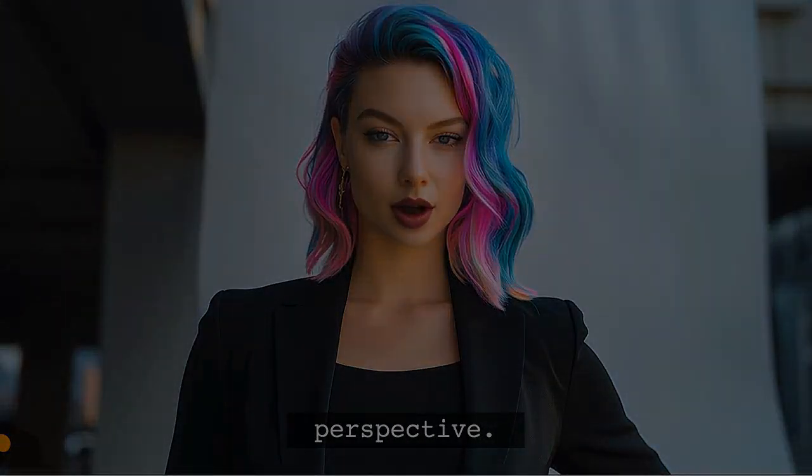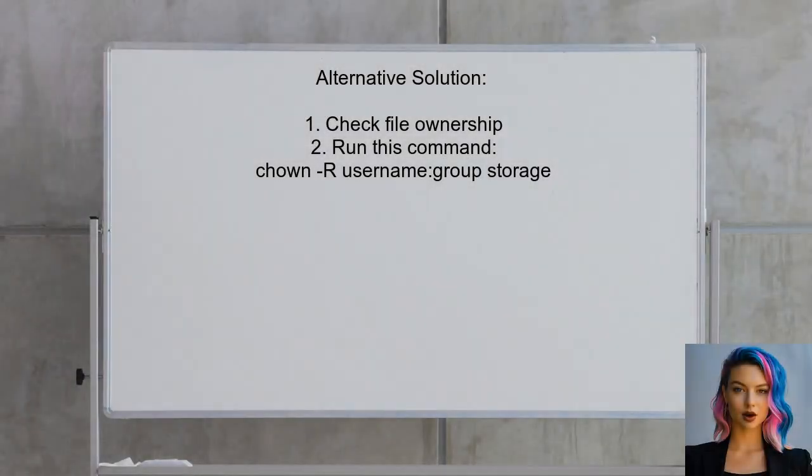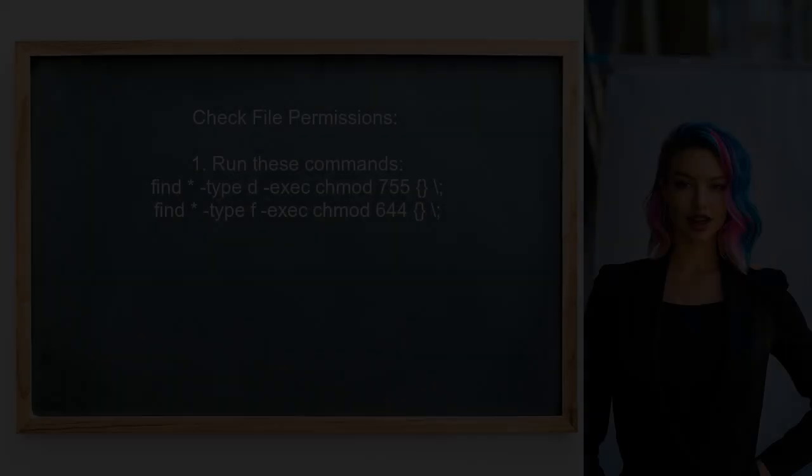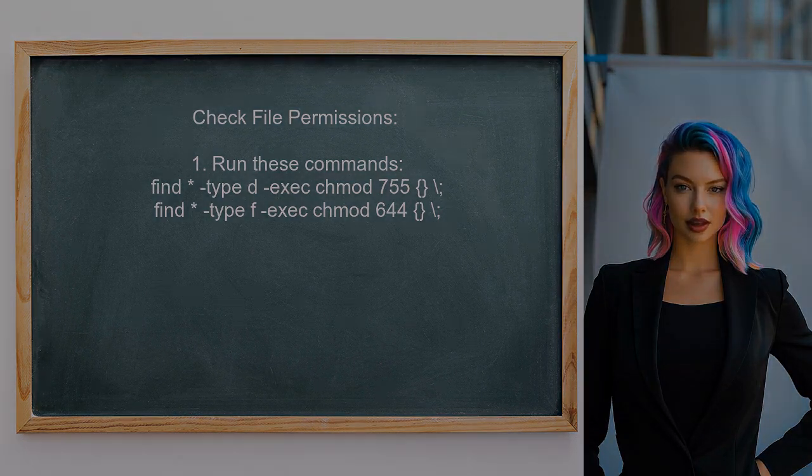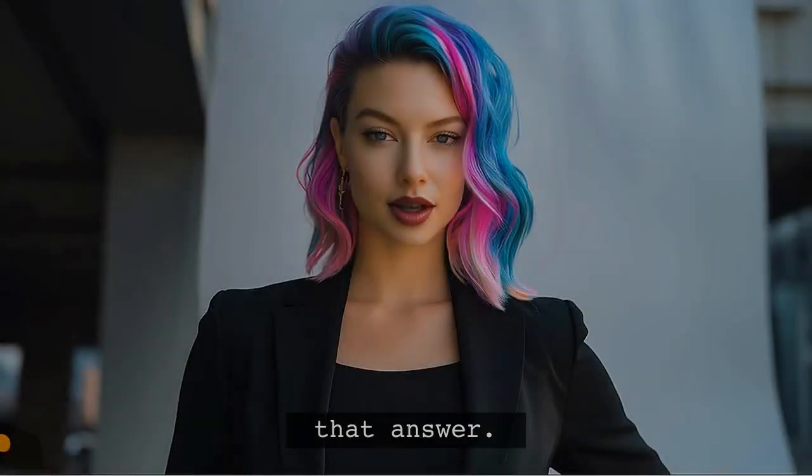Let's see another perspective. An alternative solution from user KJamesy suggests checking the ownership of your files. If you created the symbolic link with root permissions, it could cause a 403 error. To fix this, run the command to change the ownership of the storage directory. Additionally, ensure that file permissions are set correctly. If files lose read rights, it can lead to a 403 error. You can fix permissions by running these commands from the public directory. That's all on that answer.